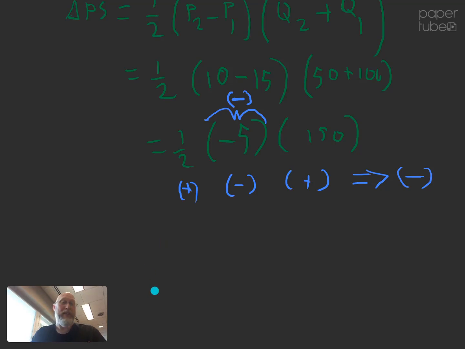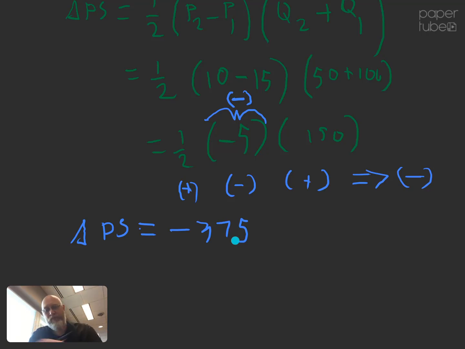1/2 of -5 times 150. Well, I've got to get the calculator out for that. So let's plug that in real quick. 5 times 150 divided by 2. Don't forget the negative sign. We get that the change in producer surplus is equal to -375. As always, feel free to check my math. I can make math mistakes just as well as anyone else can. Don't ever be afraid to check my math and tell me if you think I did it wrong.